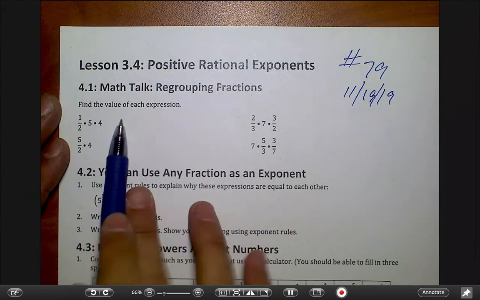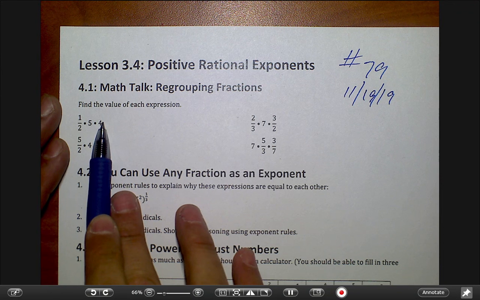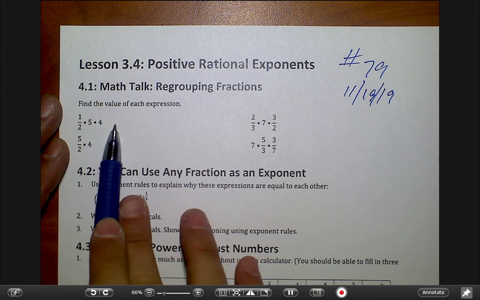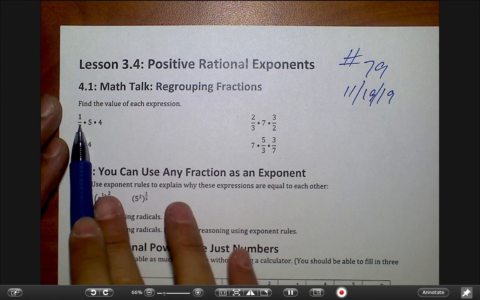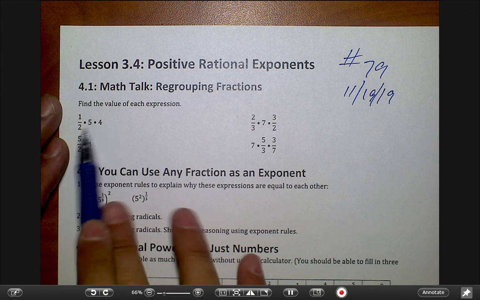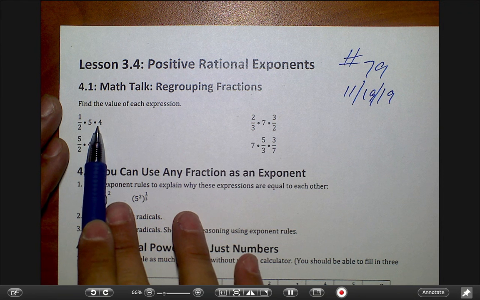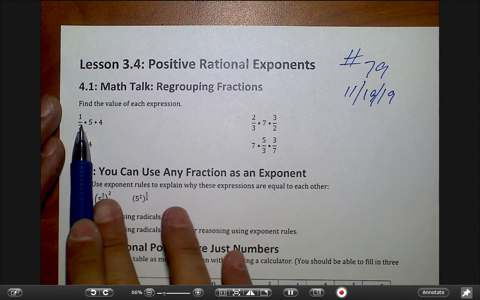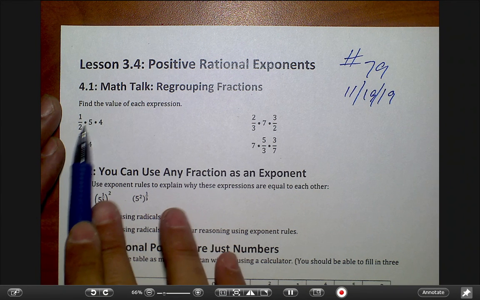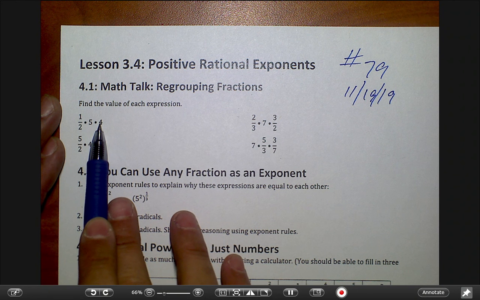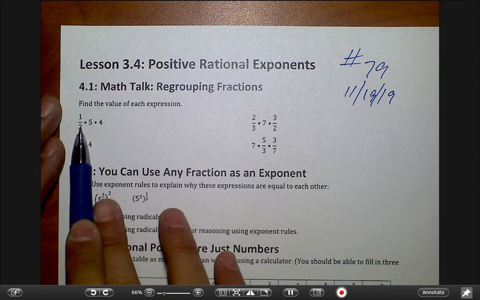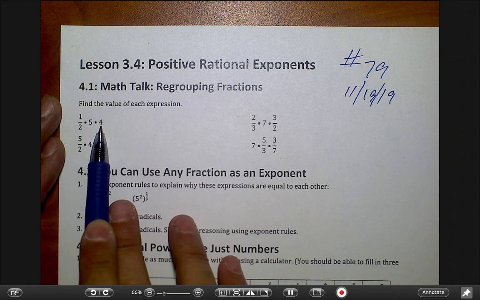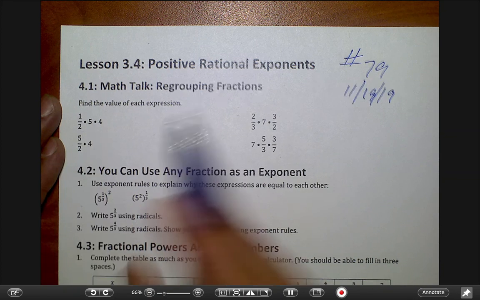So we're going to do a little bit of regrouping on this to show you that this is going to work. So if they're all being multiplied together, we could regroup the multiplication to make it a little bit easier. So what I could do is, instead of multiplying the 1/2 times a 5, I could go 1/2 times 4, which is 2 times 5? 10. There we go.